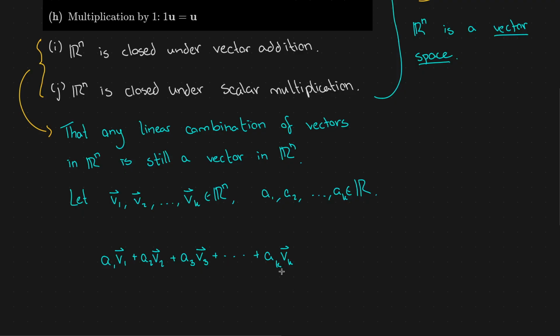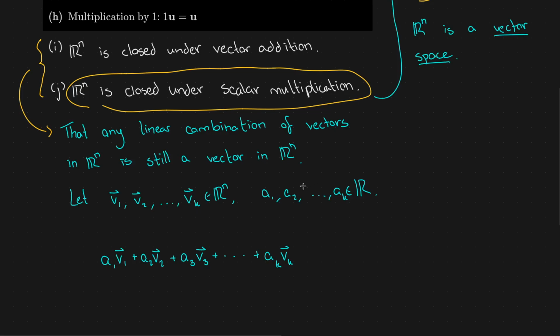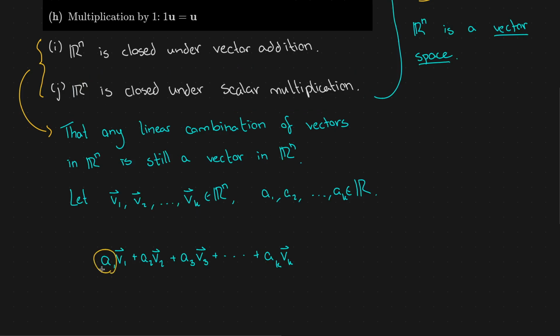Okay. So first off, we know Rn is closed under scalar multiplication. So if I have a scalar and I multiply it by a vector, that means the product would still be a vector in Rn. Okay. So each one of these is just a scalar times a vector. So each one of these would still be a vector in Rn, an n-dimensional vector. Okay? So that's what we get from being closed under scalar multiplication.